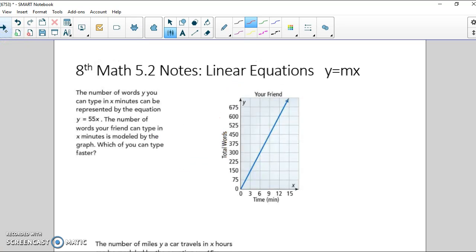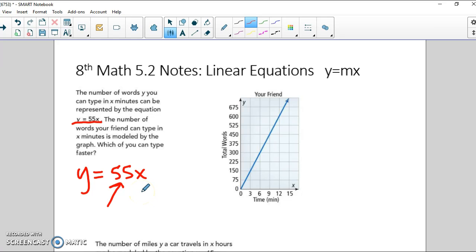All right, and finally, the number of words y that you can type in x minutes can be represented by the equation y equals 55x. The number of words your friend can type in x minutes is modeled by the graph. Which of you can type faster? So when I see the equation y equals 55x, I know that this stands for my slope, or my rate of change. So this means that I can type 55 words per minute.